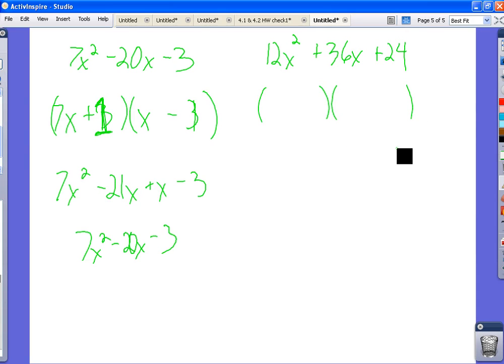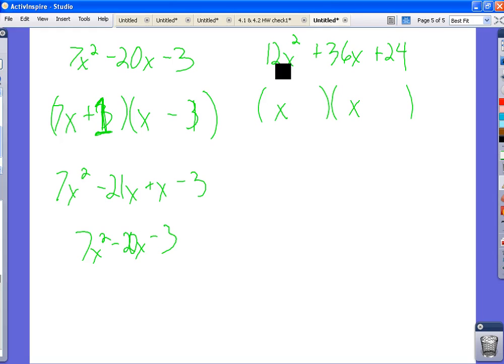So we go to factor. We need coefficients in front of the x that multiply to make what? 12. We got to get 12. How can you get 12? What numbers can you multiply to make 12? 2 and 6. 3 and 4. 1 and 12. You see all the options we get? Yeah, we have so many options.